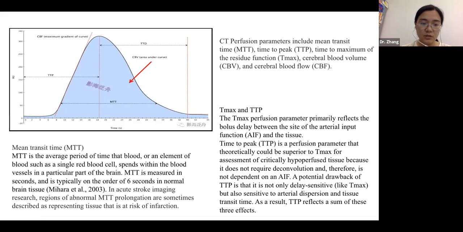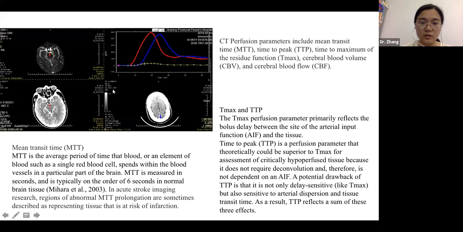Firstly, let's see mean transit time, MTT. MTT is the average period of time that blood spends within the blood vessels in a particular part of the brain. MTT is measured in seconds, so are Tmax and TTP. In acute stroke imaging research, regions of abnormal MTT prolongation are sometimes described as representing tissue that is at high risk of infarction. And the Tmax perfusion parameter primarily reflects the bolus delay between the site of the arterial input function, AIF, and the tissue. Let's see what AIF is.